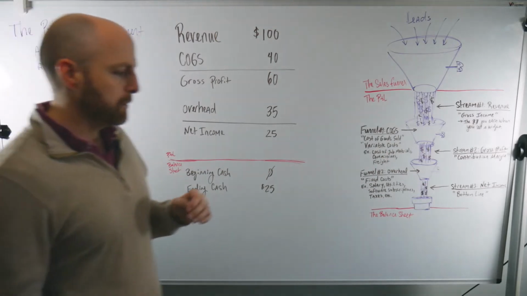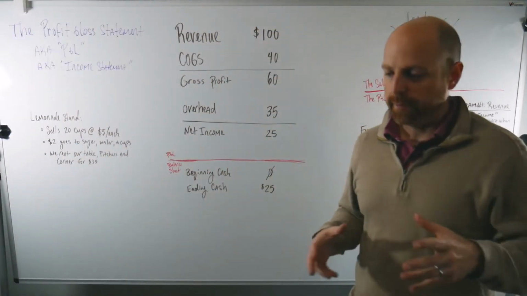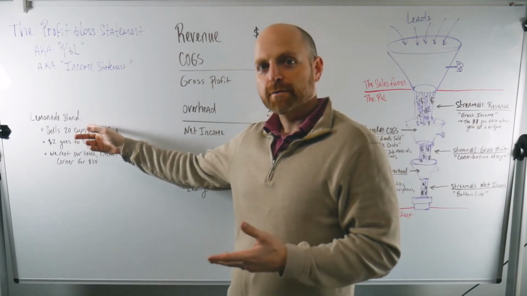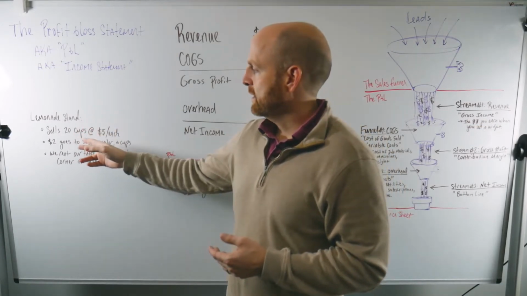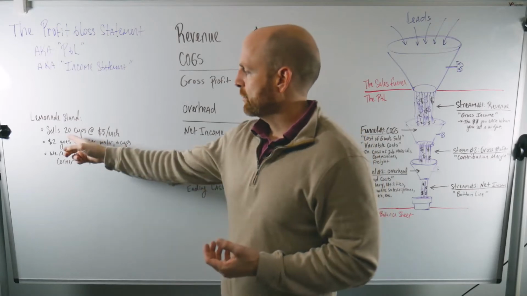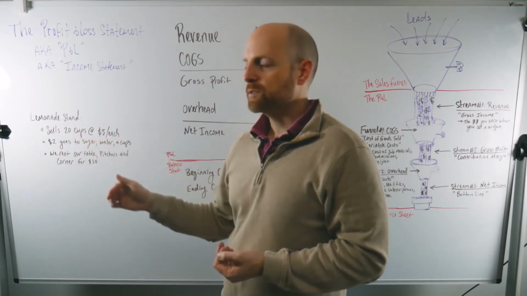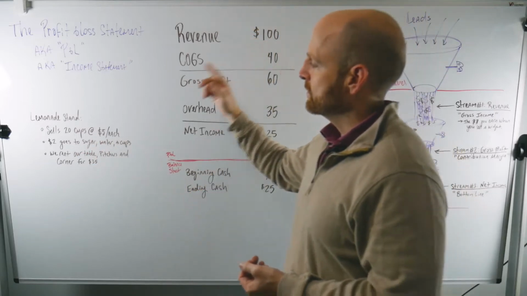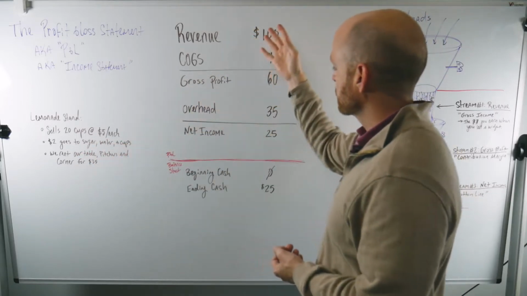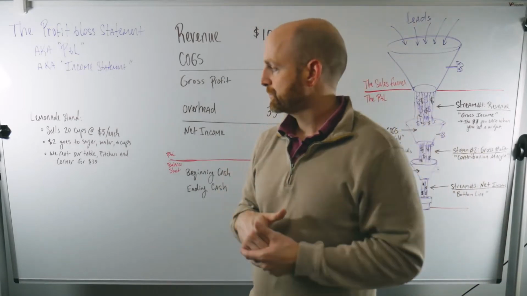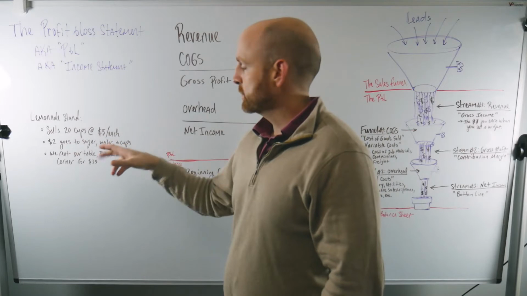So we have a company that sells lemonade. We've got a lemonade stand. In this scenario, we've gone out and sold 20 cups of lemonade at $5 a piece. I'm going to show you how all of this flows into a P&L statement to make it really simple. So let's imagine 20 cups, $5.